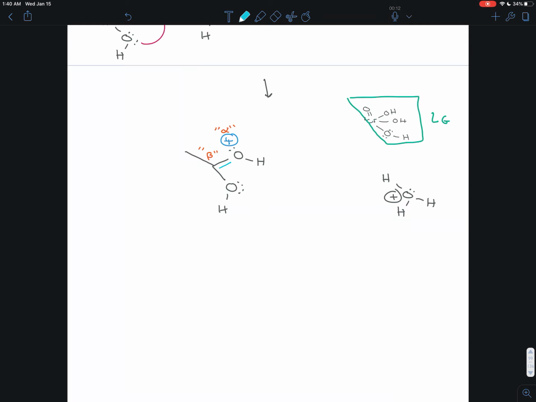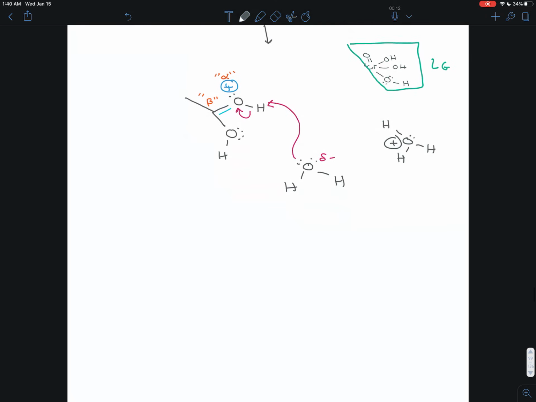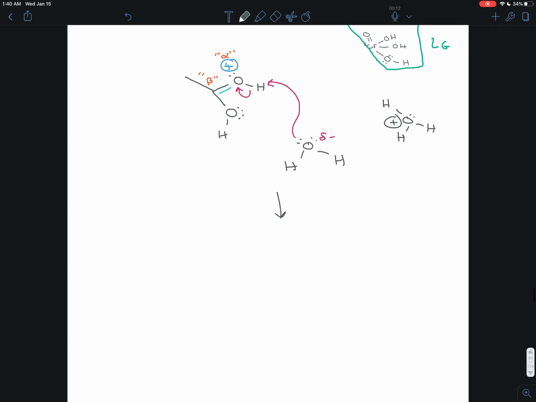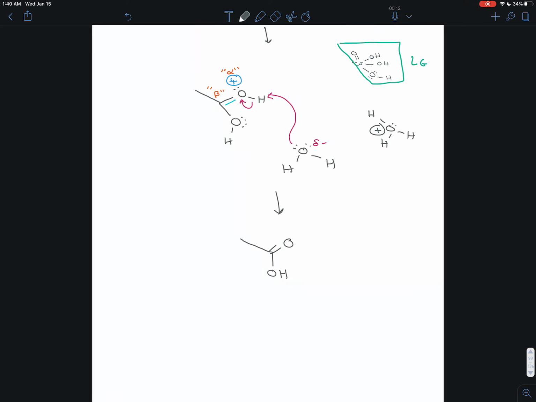Now that oxygen does have 3 bonds. So this oxygen still has that positive charge there. All you have to do is a proton transfer to stabilize that. We'll do that from water. So the slightly negative oxygen there rips this slightly positive hydrogen off. The electrons snap back onto the oxygen there. And notice what we have here. We have a carboxylic acid.